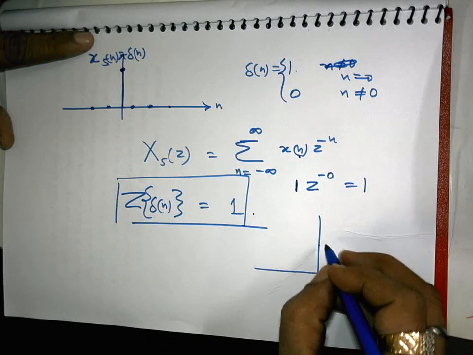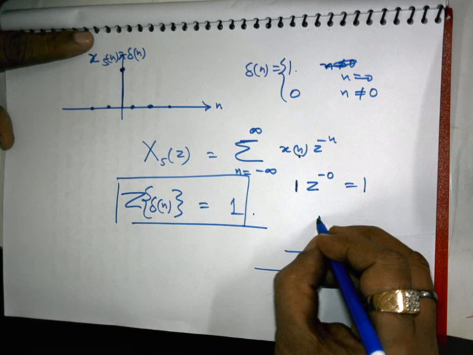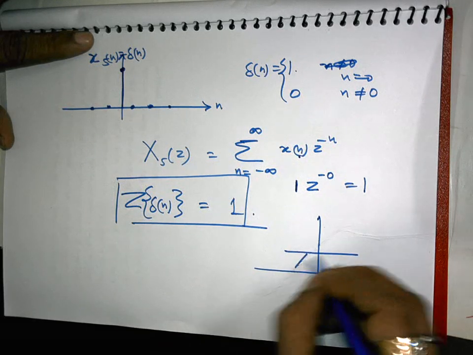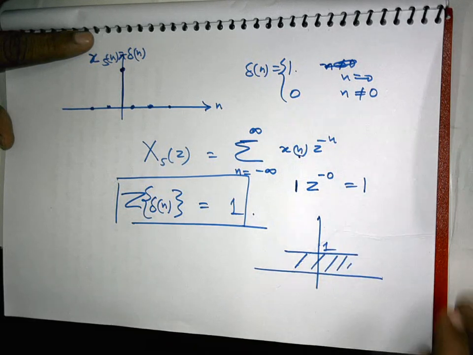If we plot its value, it will be 1 throughout. It is having value 1.